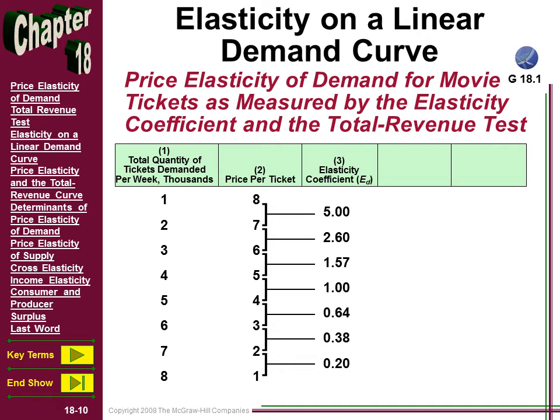Again, I'm not so worried about you plugging numbers into a formula as I am about you interpreting the results of that formula. So here we have coefficients of elasticity over the various price ranges on our demand curve. And notice a pattern, right? Demand is relatively elastic at the high price ranges, so between $8 and $7, $7 and $6, and $6 and $5, right?